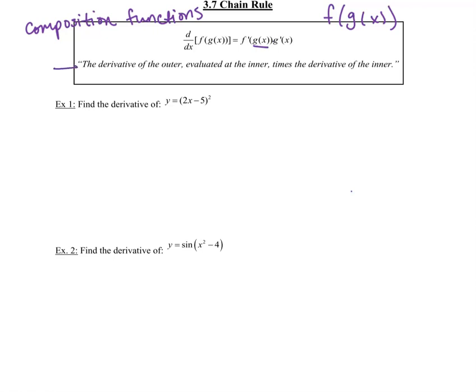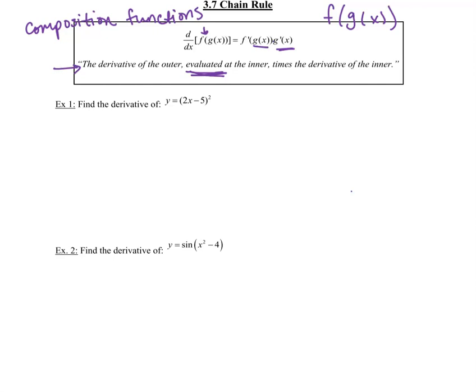And here it is in words: the derivative of the outer function, so f if that's the outer function, derivative of the outer evaluated at the inner, that's the tricky part, evaluated at the inner times the derivative of the inner function. That's the g prime. So let's look at a couple of examples here, and then we'll do some practice in class.